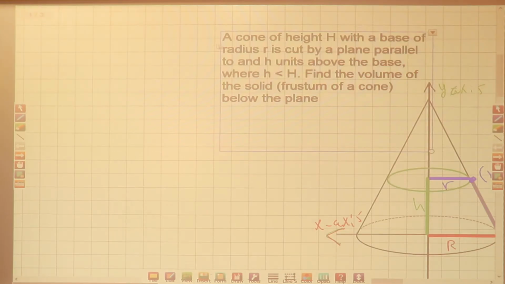This is the problem. A cone of height H with a base of radius r is cut by a plane parallel to the x-axis and h units above the base, where the height h is less than the actual height of the cone. Find the volume of the solid, which we call the frustum cone, which is the bottom right below the plane. This part from here to here.